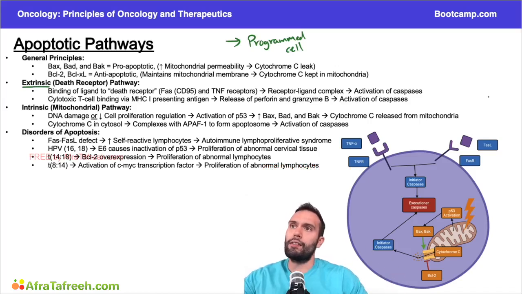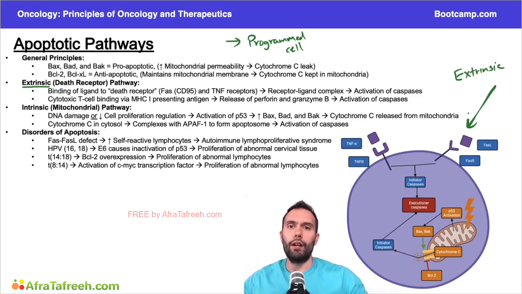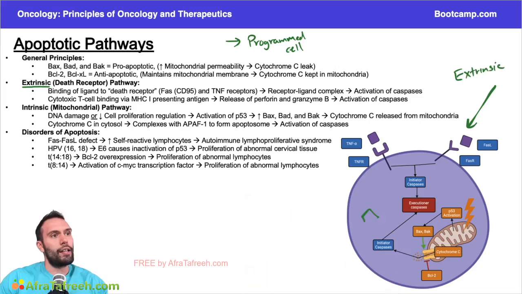There's a signal that's essentially coming to the cell from the outside. So there's some extrinsic signal that's coming to the cell, and that signal is going to tell the cell to undergo apoptosis. Just for an example of this, let's say that there's some virus that's infected this cell, and it's trying to hijack this cell's machinery.